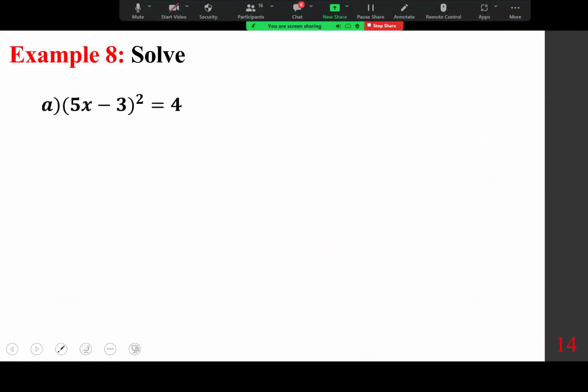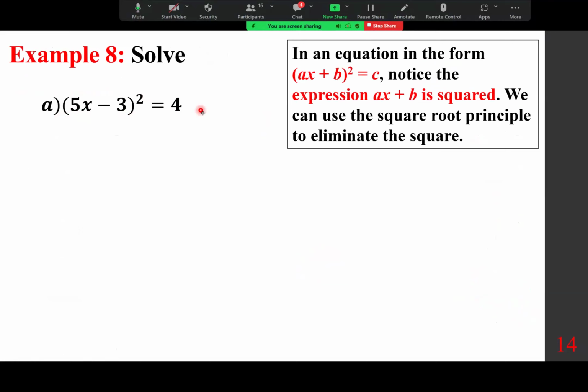Continuing with the same concept, we want to solve this equation, part A, (5x - 3)² = 4. In an equation in the form of (ax + b)² = c, notice that the expression ax + b is squared. We can use the square root principle to eliminate the square, meaning take a root of this one, take a root of this one. Since this is a variable, you keep it the way it is, and this one is plus or minus the square root of 4. And everybody knows plus or minus the square root of 4 means plus or minus 2.